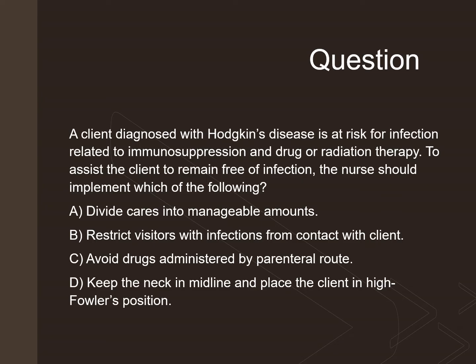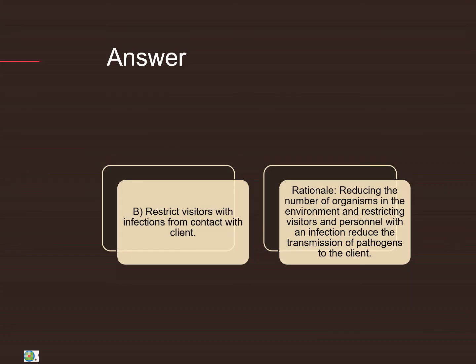So we have a client diagnosed with Hodgkin's disease who's at risk for infection related to immunosuppression and drug or radiation therapy. To assist the client to remain free of infection, the nurse should implement which of the following? B. Restrict visitors with infections from contact with the client.